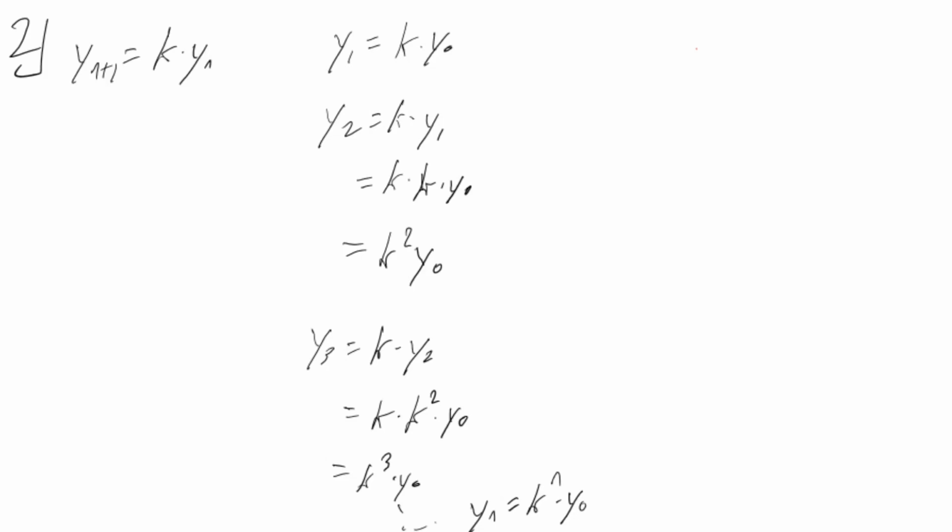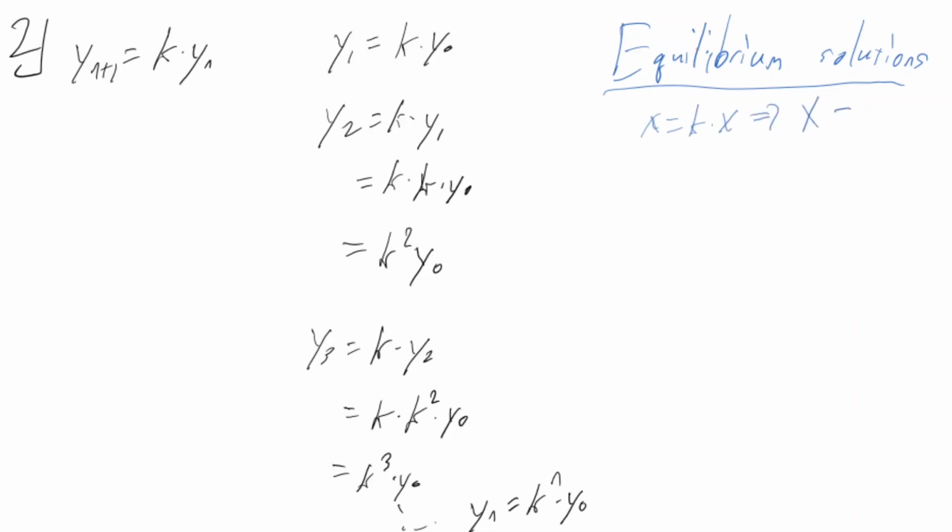So this agrees with what we had before, where k was 2, which is great. And solving for equilibrium solutions, we should get the same thing as last time. So if we have x equals kx, then we'll see that x has to be 0 in order to have an equilibrium solution. And so yn has to be 0.